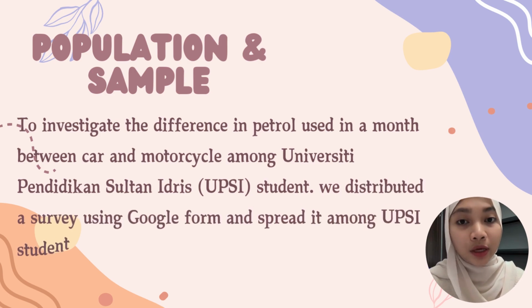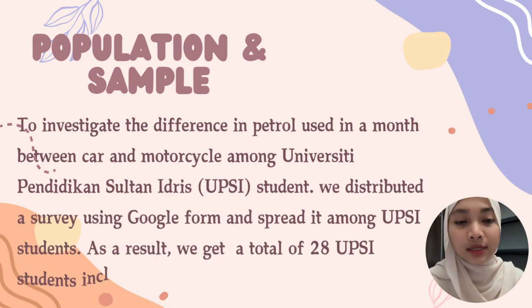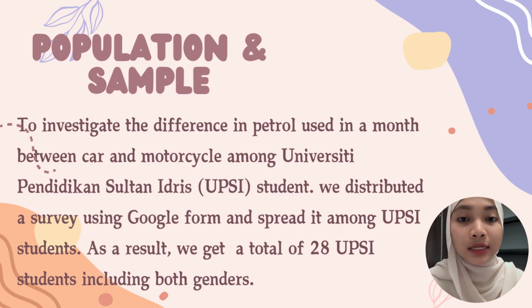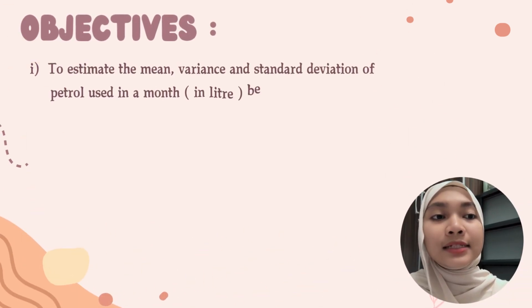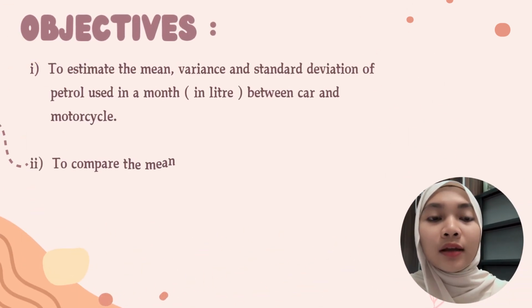We distributed a survey using Google Form and spread it among UPSI students. As a result, we get a total of 38 UPSI students, including both genders. Next, we have three objectives, which are to estimate the mean, variance, and standard deviation of petrol use in a month between car and motorcycle.